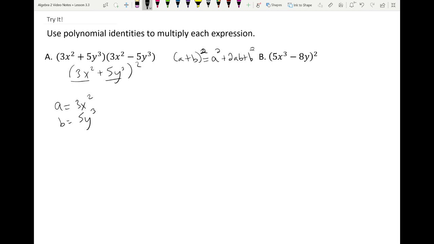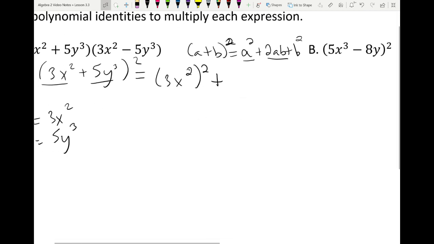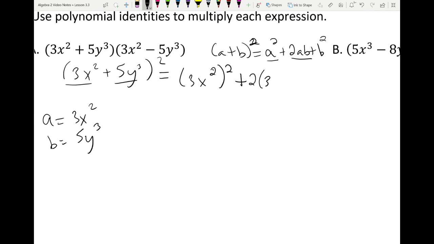So this is equal to a squared. So a is 3x², and then we've got to square it. Plus, now we're looking at the 2ab, so we have 2 times a times b, plus b squared.